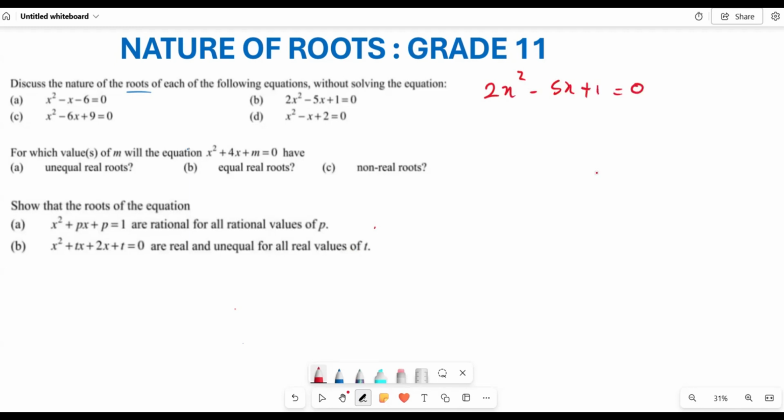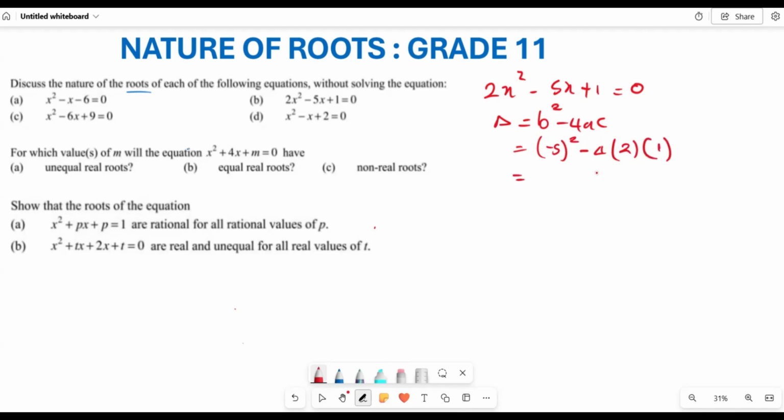Now, what are you going to do from here? To define the nature of the roots, we need to firstly find out the delta, and remember our delta is always given by b squared subtract 4ac. Are we together? So we want to firstly find out whether the roots are rational or irrational, real or non-real. What is the value of your b? Your b here is -5, so -5 squared, subtract 4, your a is 2, and your c is 1.